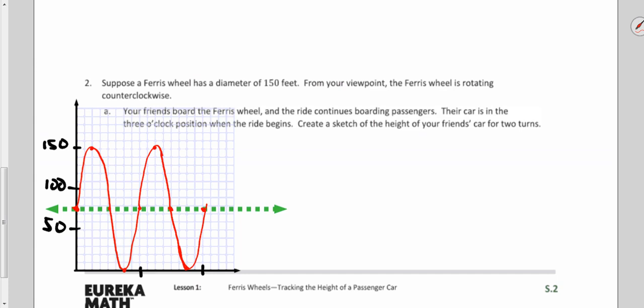So, I start in the middle. I go up to the top. Back to the middle. Down to the bottom. Back to the middle. Up to the top. Middle. Bottom. Middle. 2 full turns, right? 2 full turns.